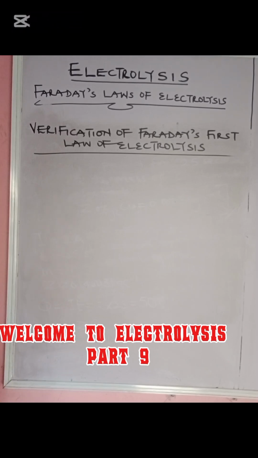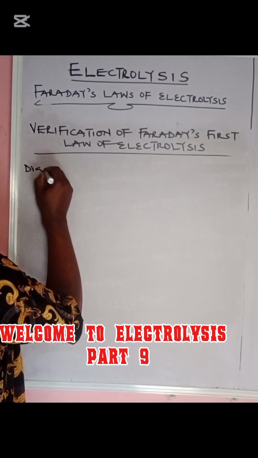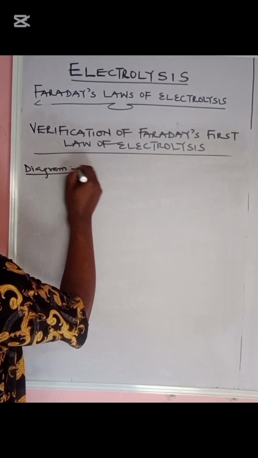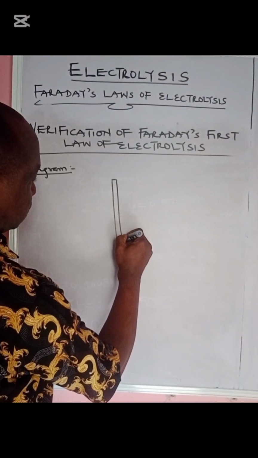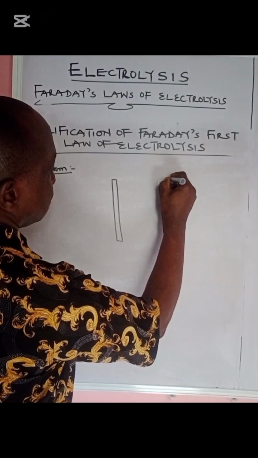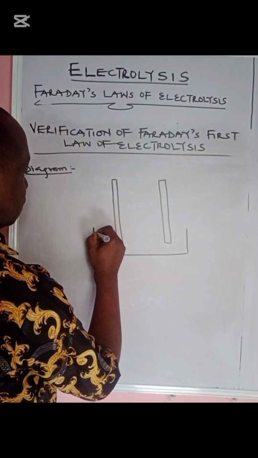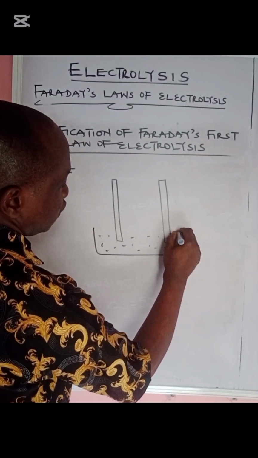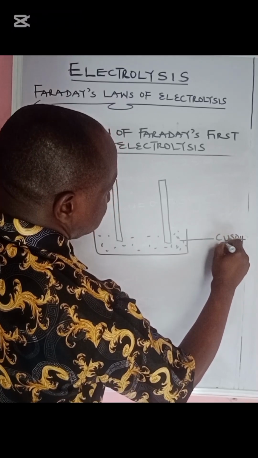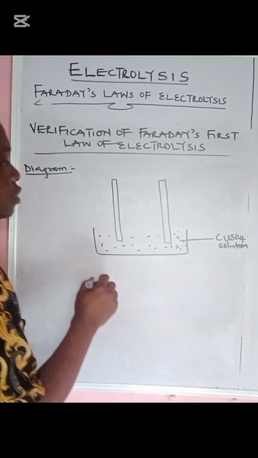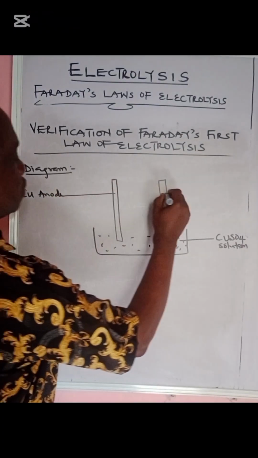So what we use, let's see the diagram first of the experiment. Diagram. We have copper cathode and anode. This is a copper sulfate, the copper sulfate solution. This is a copper anode. This is a copper cathode.